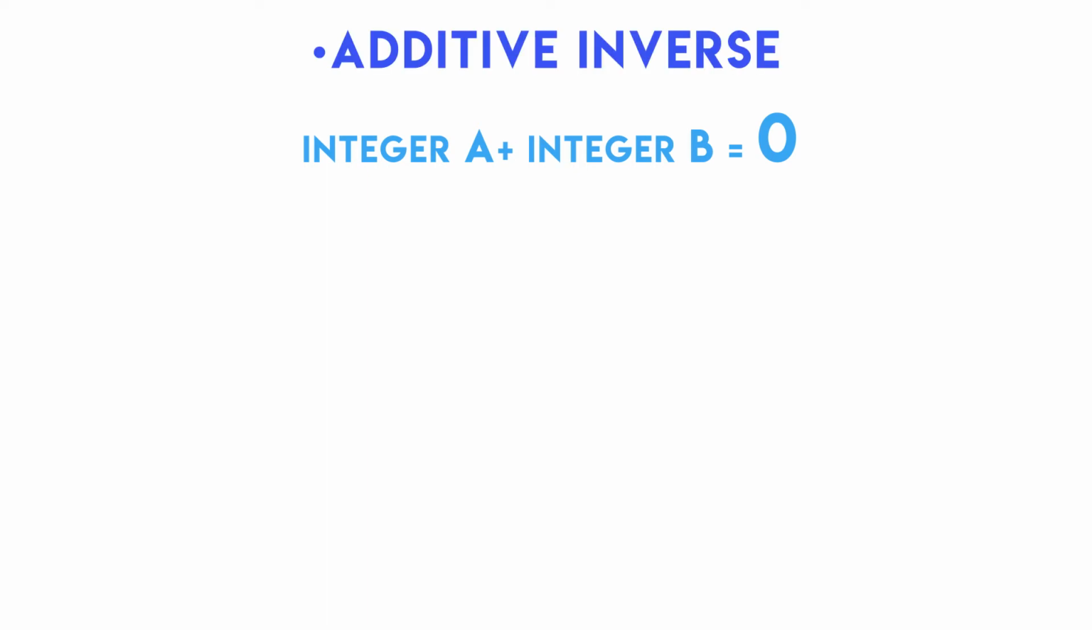Similarly, there always exists a number which, on adding to a number, always results in 0. This number is called the additive inverse. For example, adding minus 4 to 4 results in 0. Here 4 and minus 4 are additive inverses of each other.